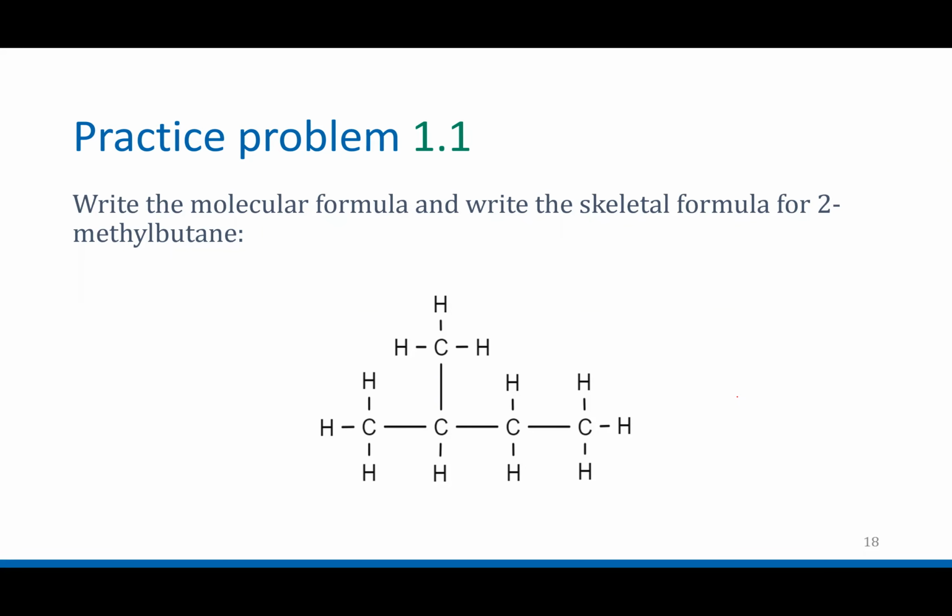Okay, write the molecular formula and the skeletal formula for 2-methylbutane. So this is actually not an isomer question. This is just practicing writing molecular formula and skeletal formula.